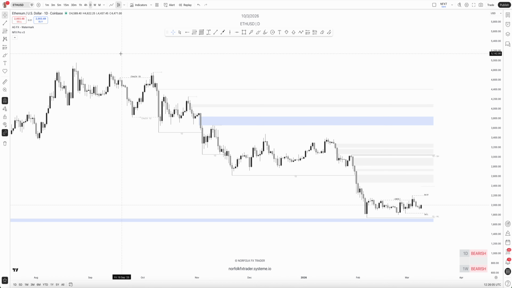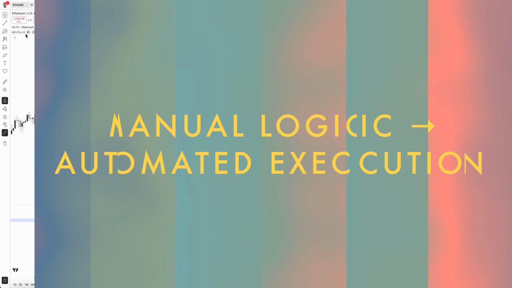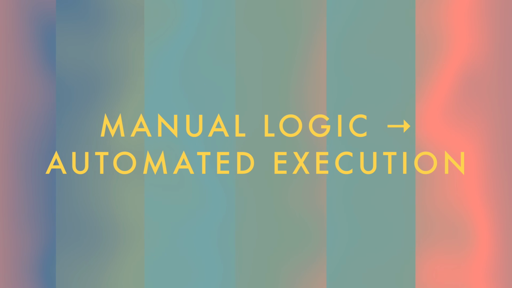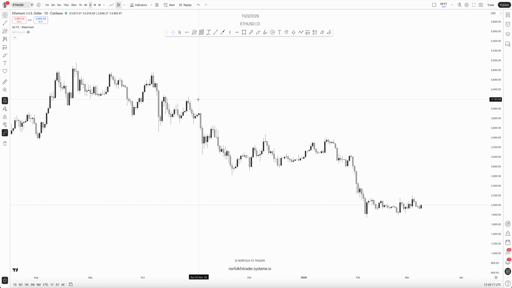Now this is where it gets powerful. I'm going to show you the exact process manually so you understand why removing manual structure mapping creates consistent chart analysis. Then I'll show you how the companion tool applies this same process instantly across your charts.